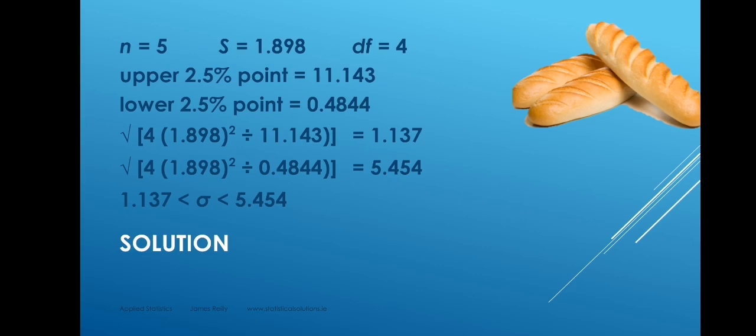Substituting the larger number, 11.143, gives the lower estimate, 1.137, and substituting in the 0.4844, the smaller number from the lower 2.5% point, gives us the larger estimate, 5.454. So we can say with 95% confidence that the standard deviation of the lengths of all of the loaves lies somewhere between 1.137 and 5.454. And again, I'll just point out to you that the upper end of that confidence interval is a good deal larger than the point estimate.